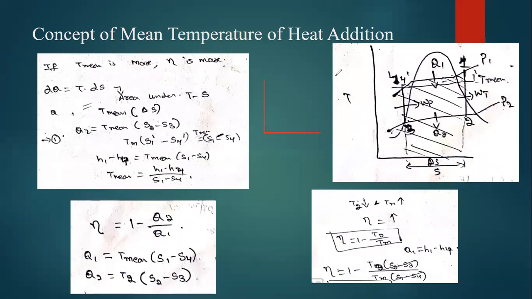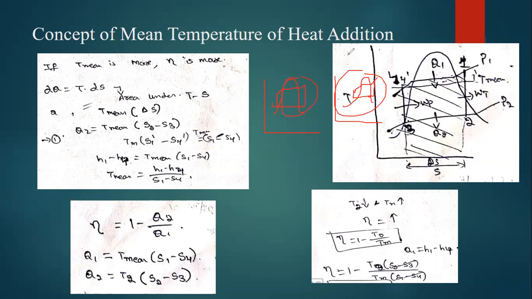Suppose this is one cycle and this is another cycle. This is a vapor dome and this is a vapor dome. Of these two, which one is going to have higher efficiency? That is going to depend upon the mean temperature of heat addition.